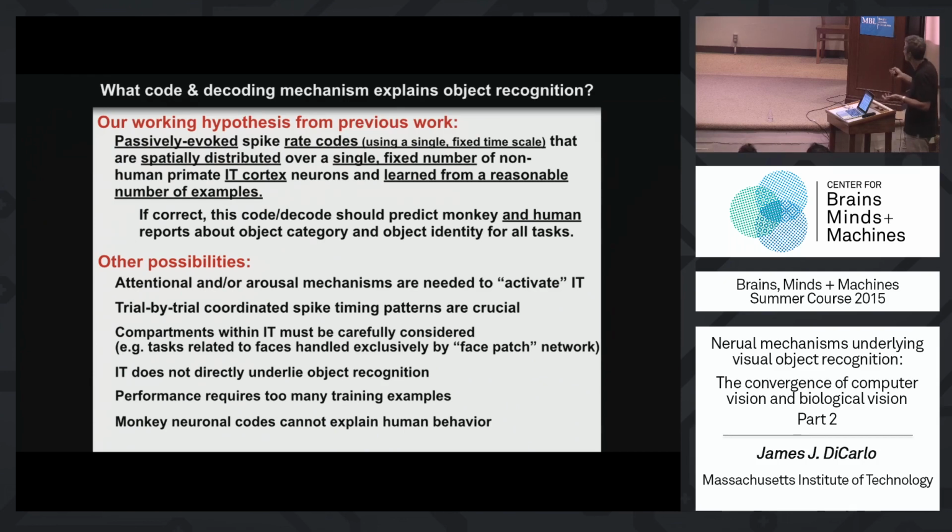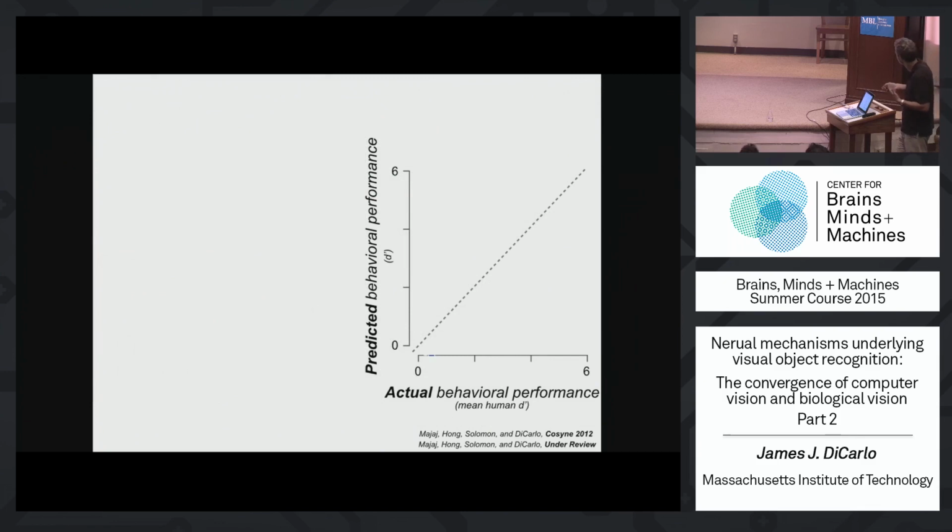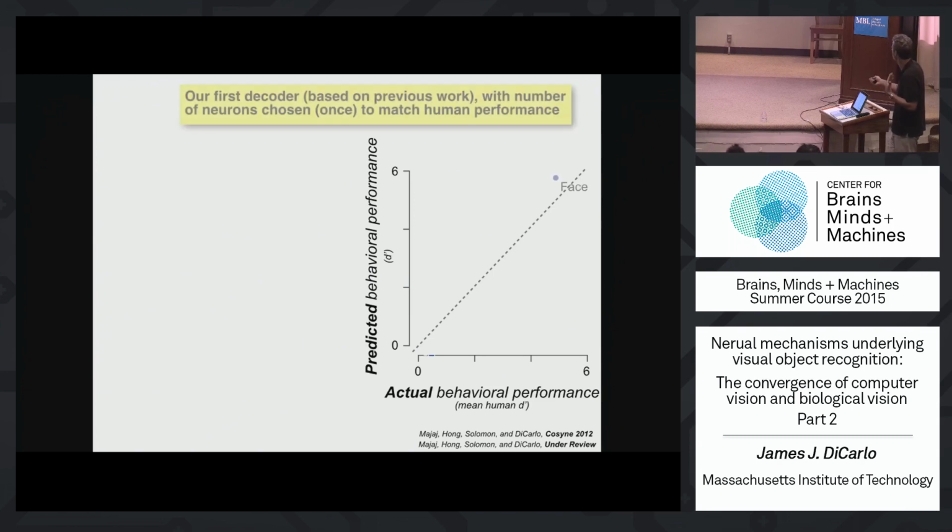You've probably already guessed that I'm telling you all these negatives because it turns out this simple thing works quite well for the grain of behavior that I've shown you so far. And here's my evidence of that. This is actual behavioral performance out of humans that I showed you earlier. This is mean D prime. This is the predicted behavioral performance of taking a classifier, reading from that IT population data that I've shown you, which gives a predicted D prime.